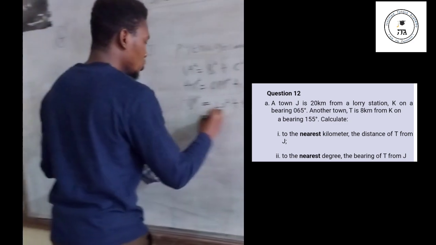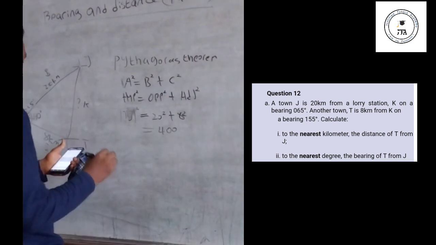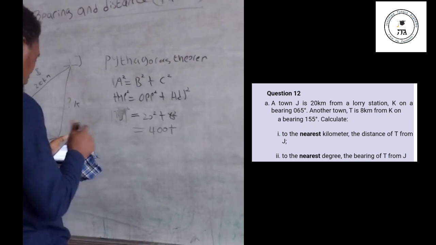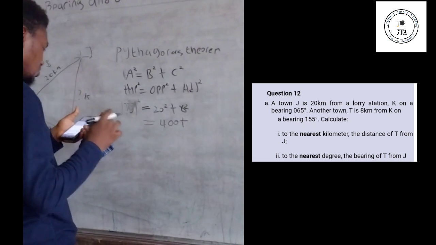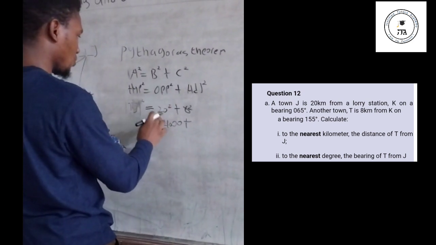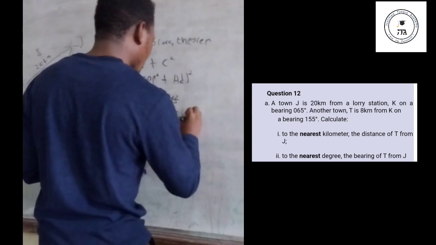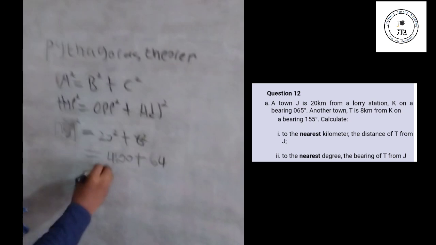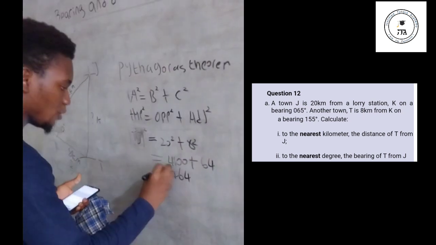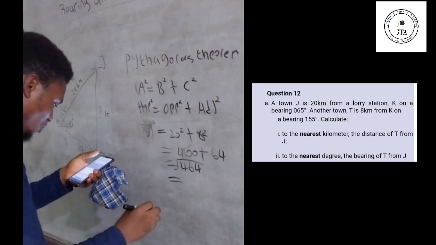Alright guys, so now 20 square is 400, plus 8 square is 64. When you add it together, you have 464. Are you getting me? Now you take the square root of 464, because when the square comes to that side, you take the square root.